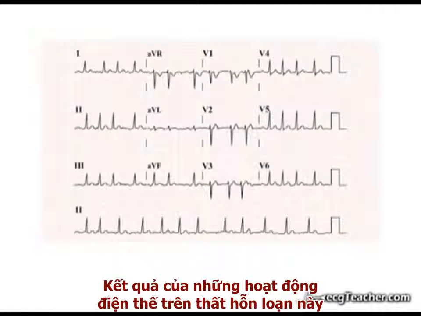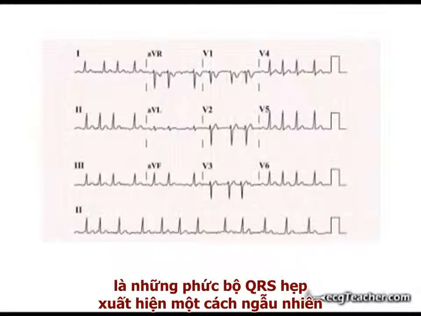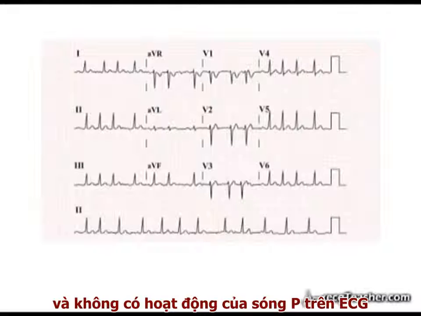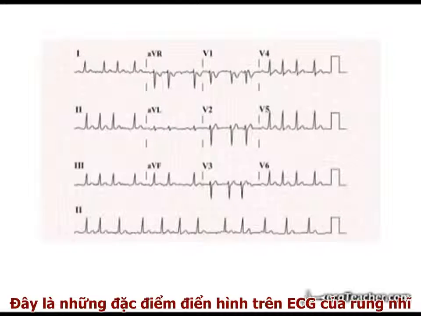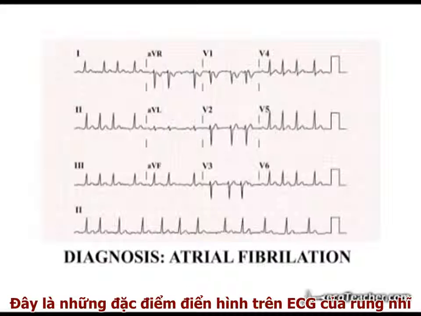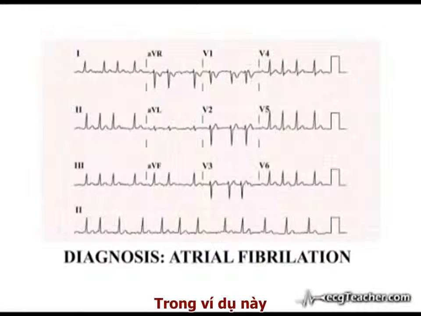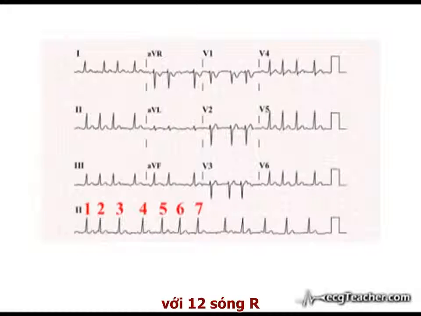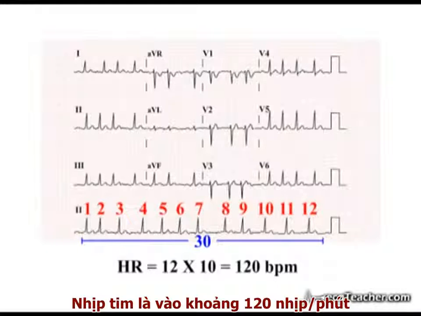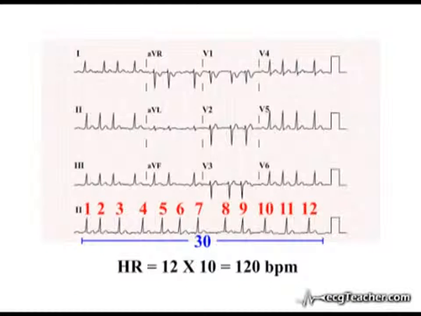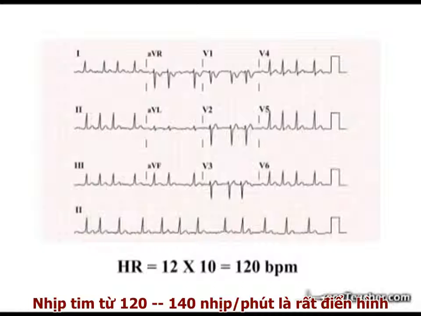The net result of these chaotic supraventricular events is a random generation of narrow QRS complexes, with no evidence of P-wave activity on the ECG. These are the characteristic ECG features of atrial fibrillation. In this example, with 12 R waves in 30 large squares, the heart rate is 120 beats per minute. Rates between 120 and 140 beats per minute are typical.